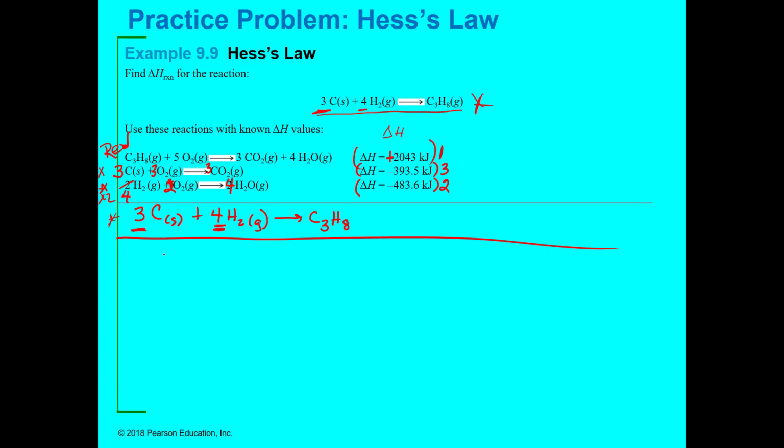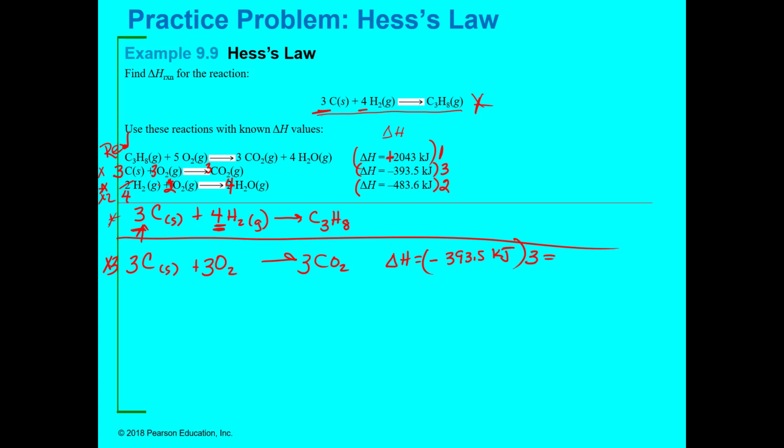All right, so I took the carbon, which was written the correct way, and I had to multiply it by 3 because I got to have 3 carbons when I get done. So 3, 3, 3. And then my delta H, remember these are kilojoules too. All right, that's going to be times 3.